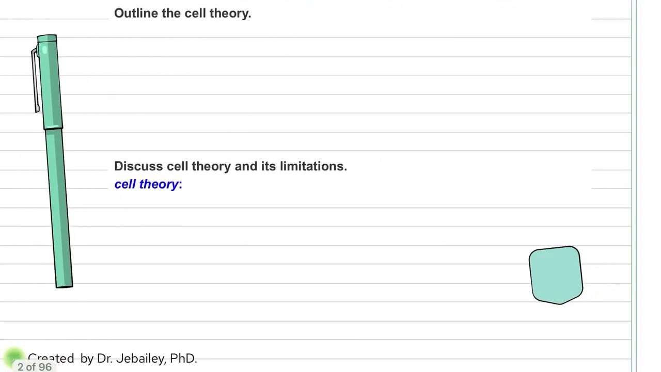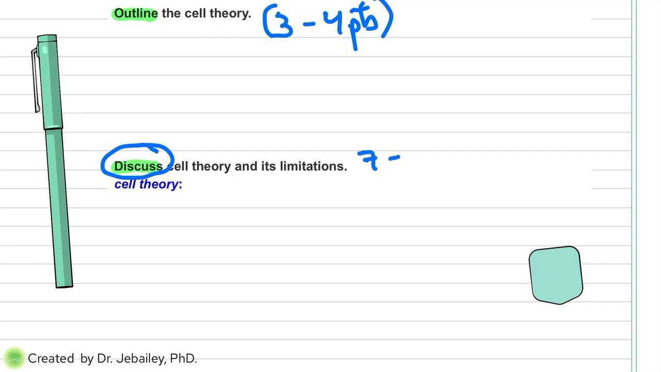So here we have two questions. The first one, as you can see, they highlighted here, it says outline and discuss. Usually the outline is more like about 3 to 4 points, while whenever you see a discuss, this definitely has to do with at least 7 to 9 points. It depends on the questions and IB's.